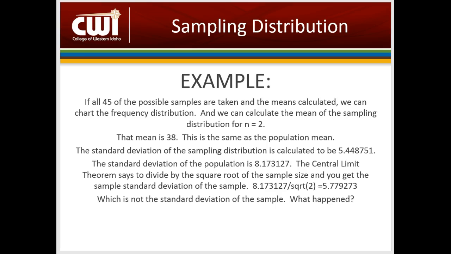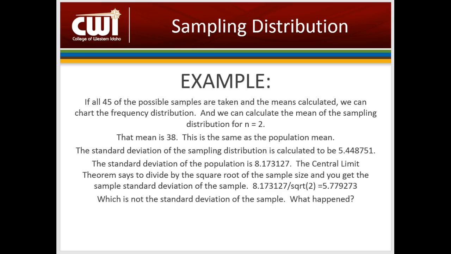This is the sampling distribution, and the central limit theorem states that the mean of the sampling distribution is the same as the mean of the population. This turned out to be the case here. The standard deviation of the sampling distribution came to 5.448751.